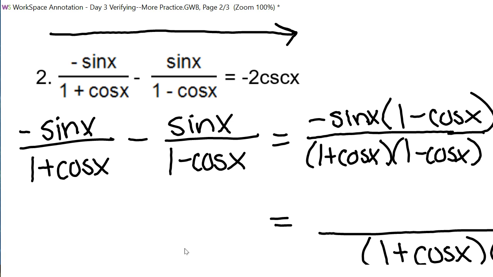Now distribute in the numerator. So what's negative sine of x times 1? Negative sine of x. And what's negative sine of x times negative cosine of x?